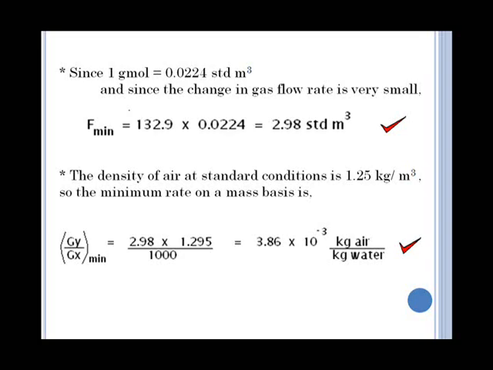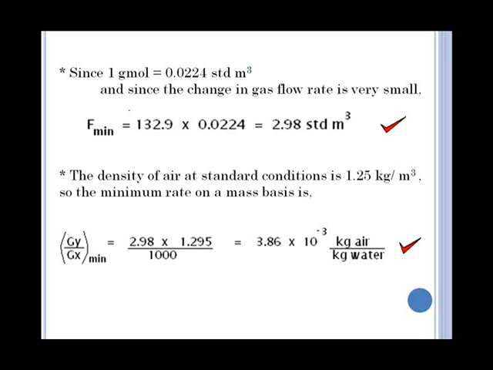Since 1 gram mole is equal to 0.0224 standard cubic meters, and since the change in gas flow rate is very small, we can compute the minimum air rate in standard cubic meters of air per cubic meter of water by multiplying what we have computed earlier, 132.9 times 0.0224. We obtain 2.98 standard cubic meters. Now, this is the minimum air rate in standard cubic meters of air per cubic meter of water.